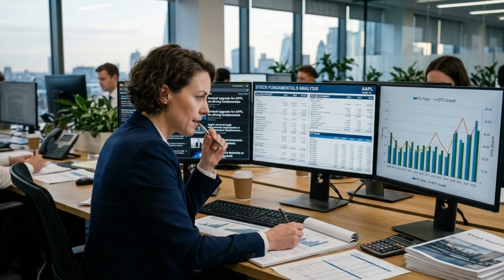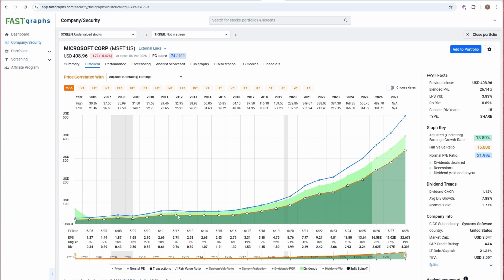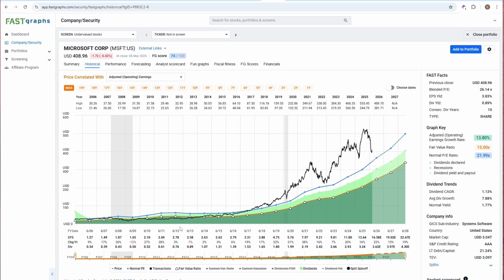When I analyze a stock, the very first thing I check is the company's fundamentals. Because when you buy a stock, you're actually buying a piece of a business. And if the business isn't strong, the stock usually won't perform well in the long run. To evaluate fundamentals quickly, I use a tool called Fast Graphs. Fast Graphs is useful because it visually shows the relationship between earnings growth, valuation, and stock price. And over long periods of time, stock prices tend to follow earnings growth.